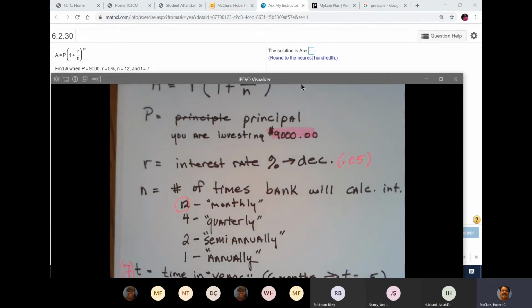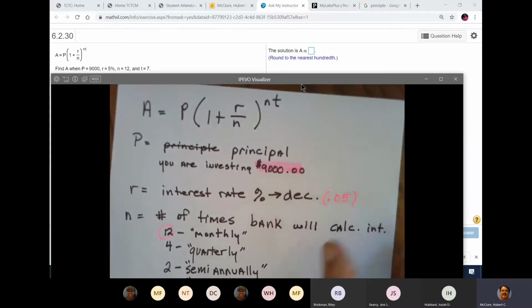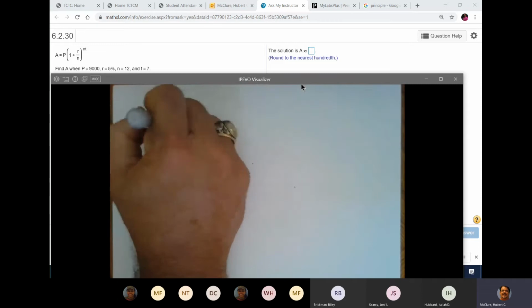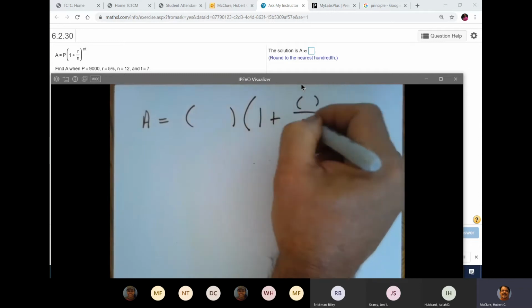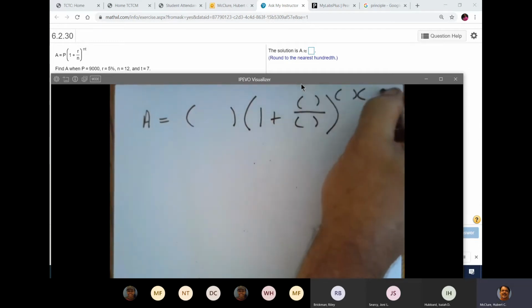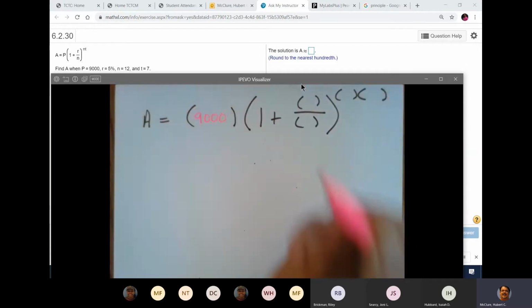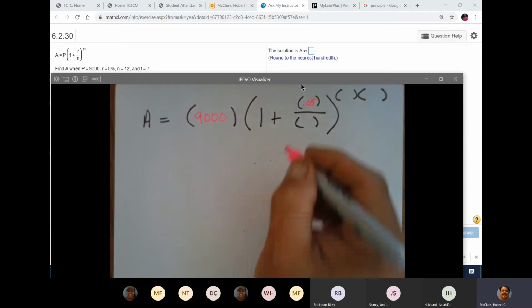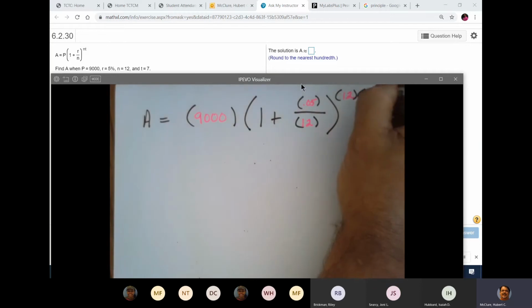Plug and chug. So here we go. Let's go to the next page. A is equal to P times 1 plus R over N raised to the NT power. And my 9,000 goes here. My R is 0.05 divided by 12. N is 12 and T is 7.